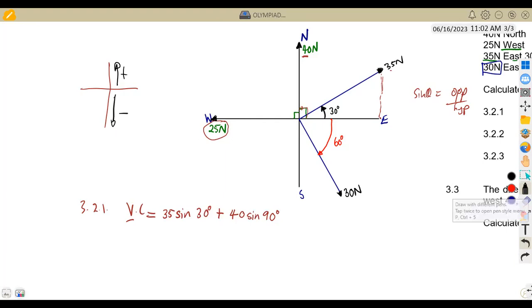All right, we move on to the 30 kilonewton. So 30 kilonewton is below the horizontal line. If it is below, then it is going to carry a negative. So this is going to be negative 30. The angle in between from the horizontal, the positive horizontal side, this side, is going to be the angle of 60 degrees.